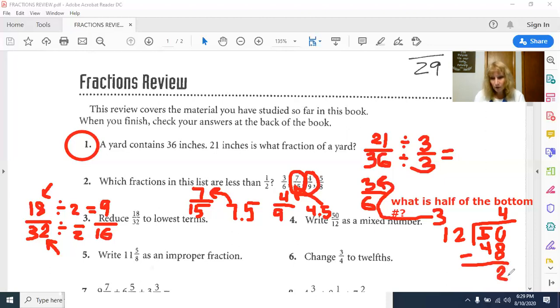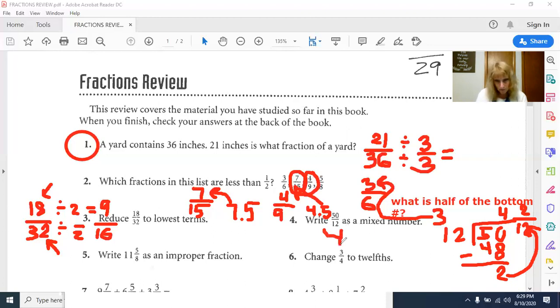So now that remainder is going to come up and become the numerator of my leftover fraction. And 12ths is going to stay the bottom number. So now I have 4 and 2 12ths. Now that is not the answer yet because we have one more step.